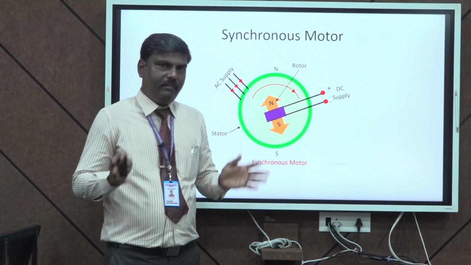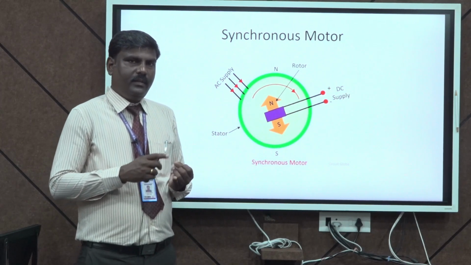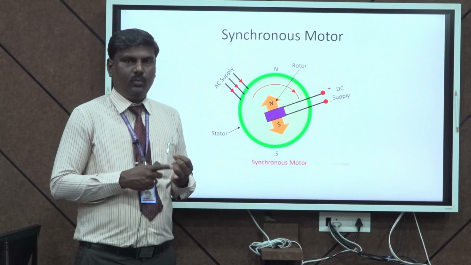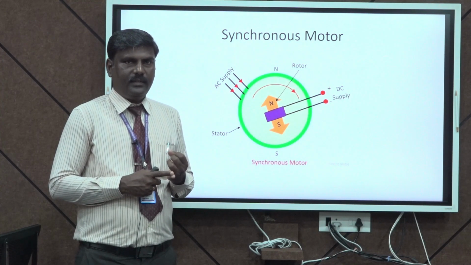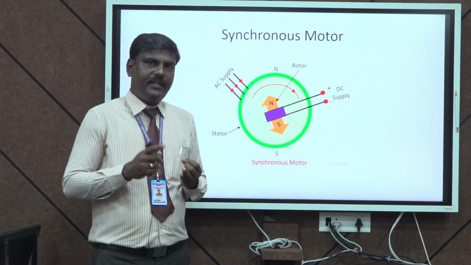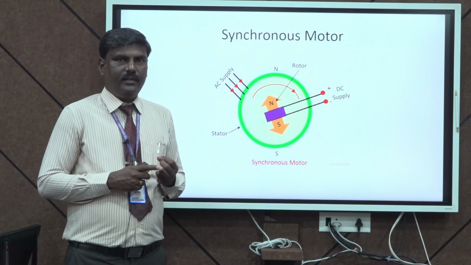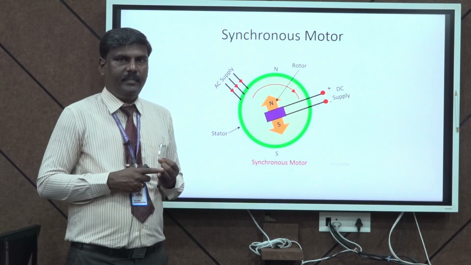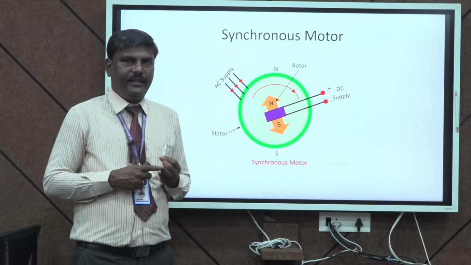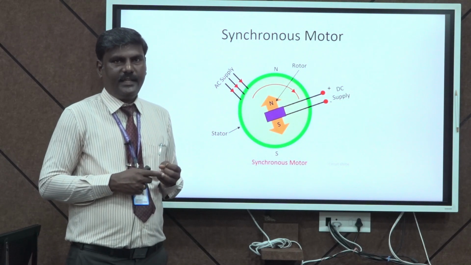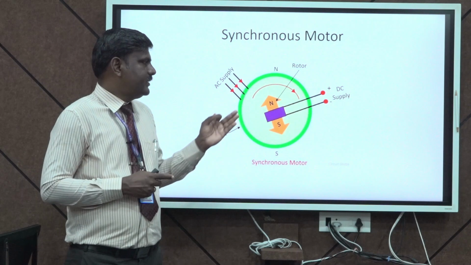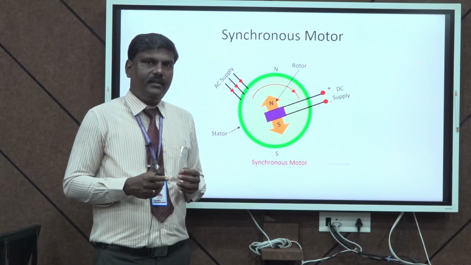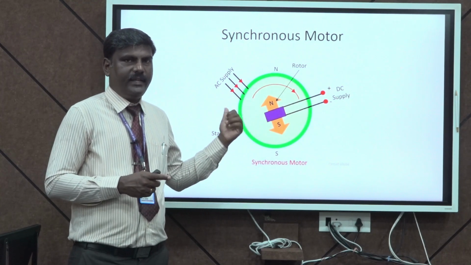So if you compare as a whole, the squirrel cage induction motor is widely used. The torque is moderate. The slip ring induction motor is used in specific applications, not in all places, but its starting torque is higher compared to the squirrel cage induction motor. Whereas for the synchronous motor, for constant speed operation, industries are using this type of motor.